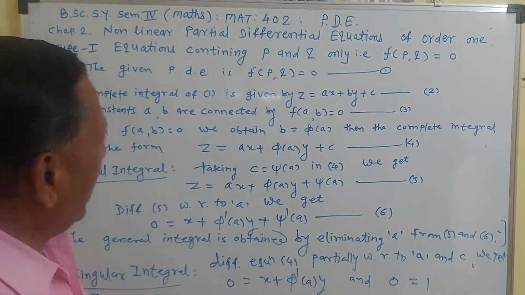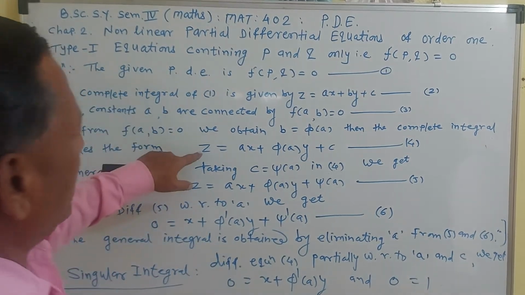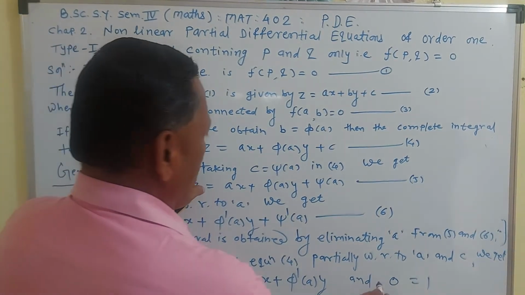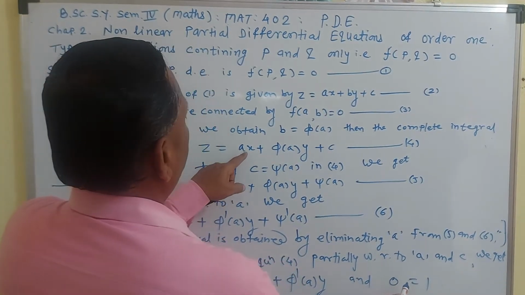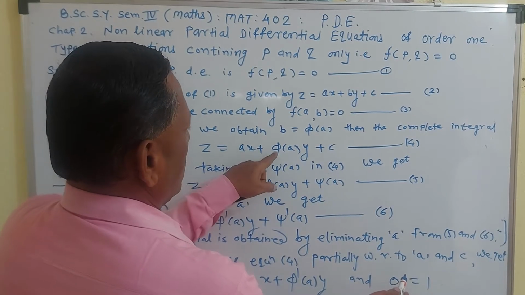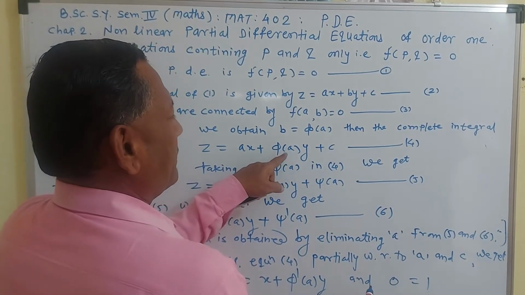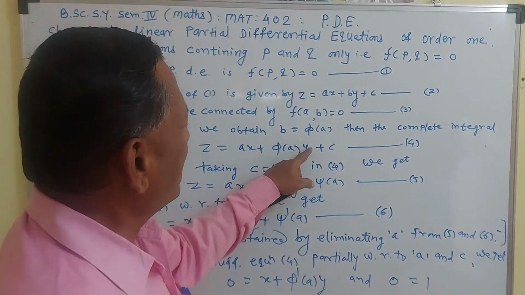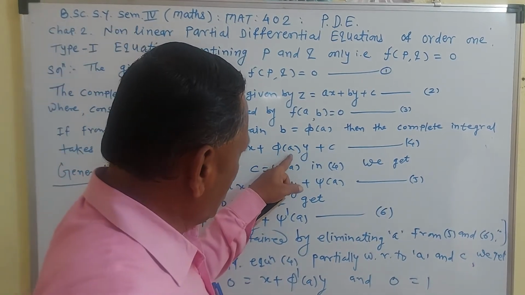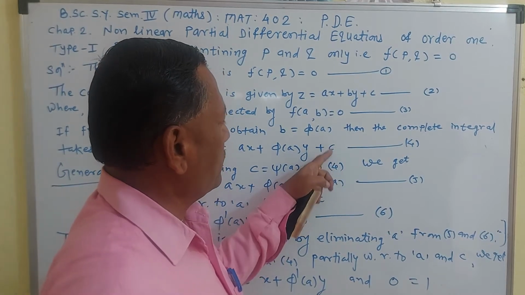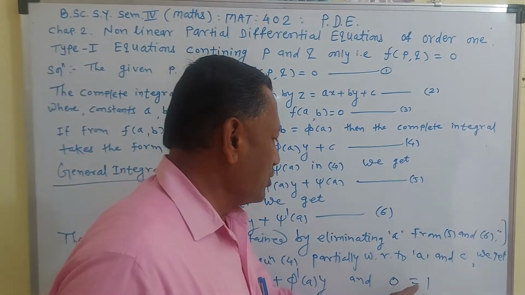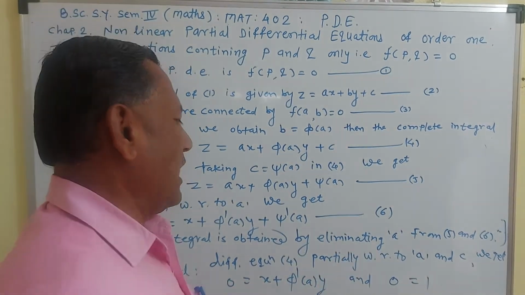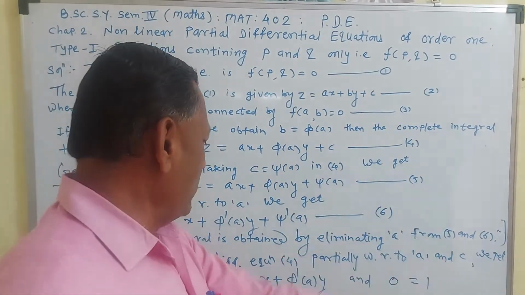And if you differentiate equation 4 with respect to c, you get the derivative of z with respect to c is 0, equal to the derivative of ax with respect to c, which is 0, plus the derivative of phi of a into y with respect to c, which is again 0, plus the derivative of c with respect to c, which is 1. So you get 0 is equal to 1. And 0 is equal to 1 is not admissible, it is not possible.